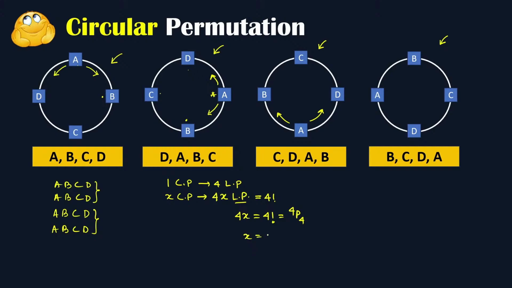So x will be what? Your x will be factorial 4 divided by 4. So that gives us 4 into factorial 3 divided by 4. That gives us factorial 3 only.